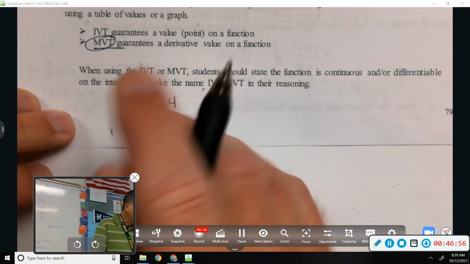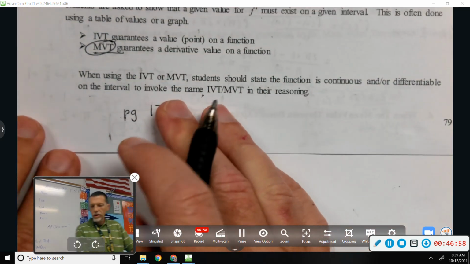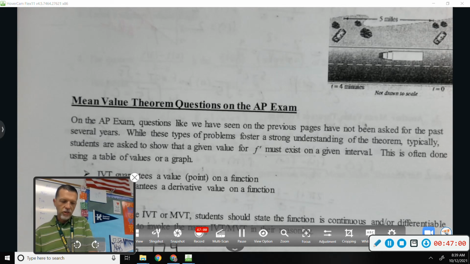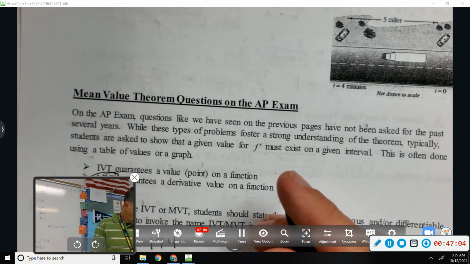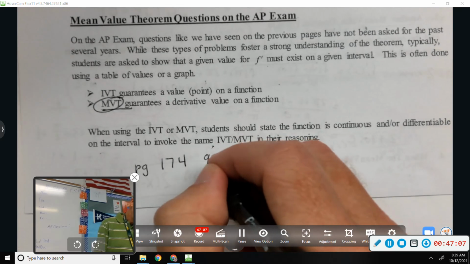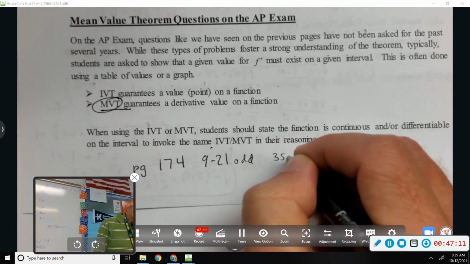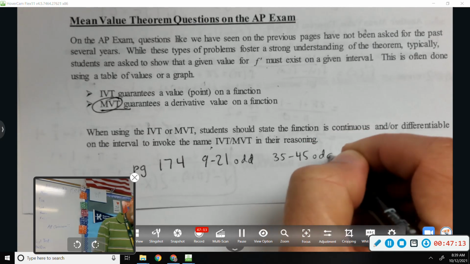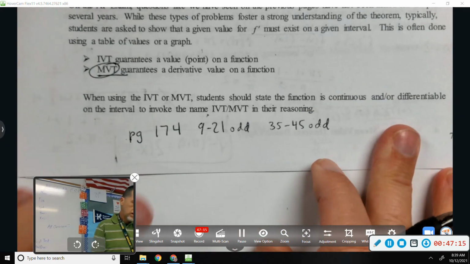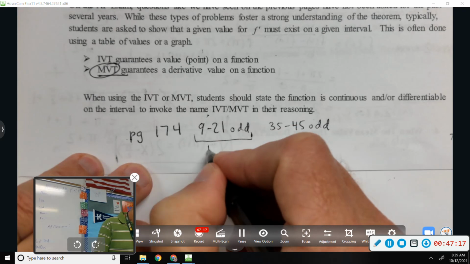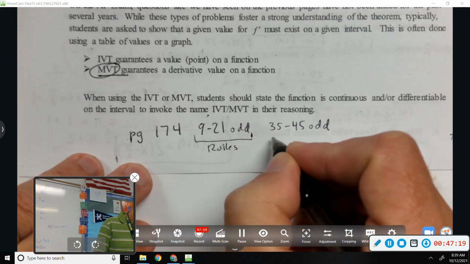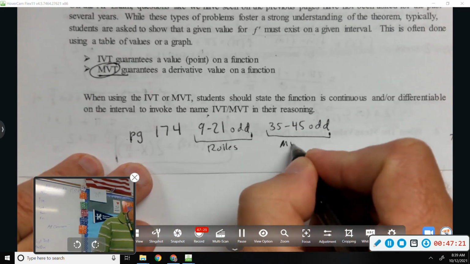Today's assignment is page 174. And I will post the picture so that you can actually work the problem. 9 through 21 odd, and 35 to 45 odd. The first set is Rolle's, the second set is MVT.